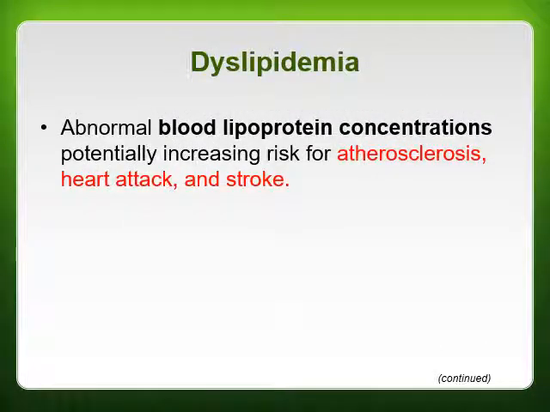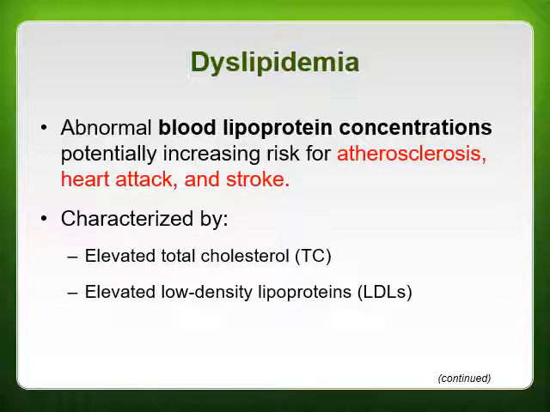Moving on now, out of diabetes to your lipid profile, your dyslipidemia. This is abnormal blood lipoprotein concentrations, which leads to higher risk for atherosclerosis, heart attacks, and stroke. Now, atherosclerosis is the buildup of fats, cholesterol, and other substances in and on the artery walls, which can lead you more likely to have more heart disease and heart attacks or strokes. So that's why we need to be concerned with your blood lipoprotein concentrations in the body.